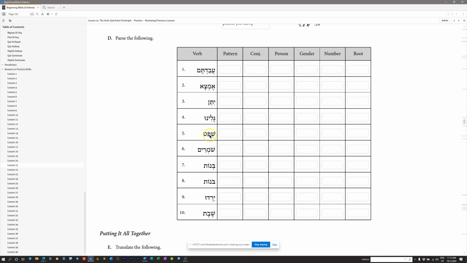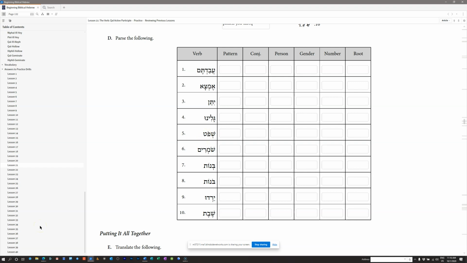Shafot, this is from shafat, he judged, but basically we're missing our imperfect prefix, and so this is going to be the infinitive construct form. I suppose it's possible that this could be imperative 2MS. I think they would look the same.